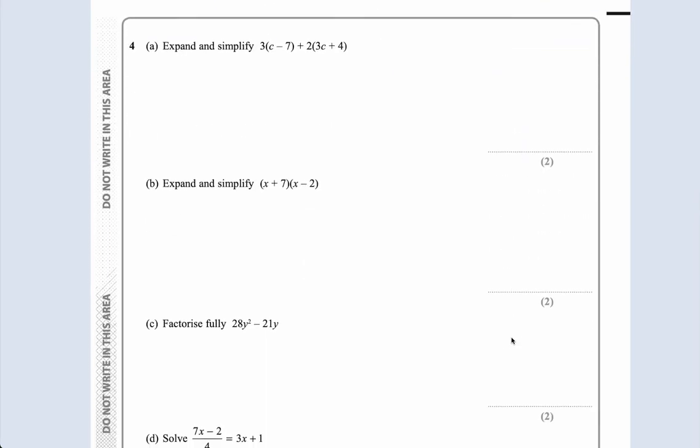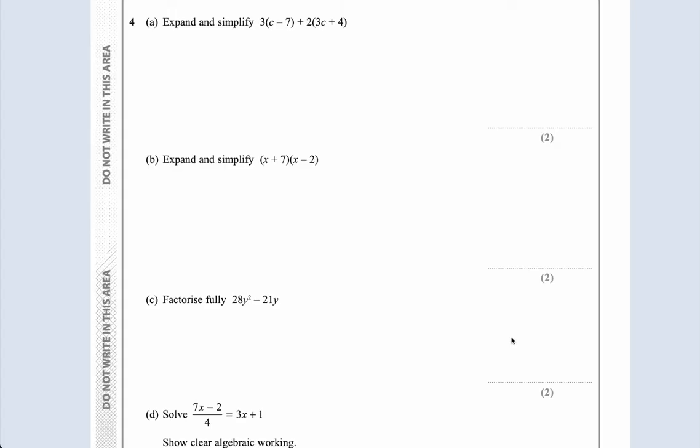Okay, done. Question 4. So expand and simplify this, guys. Hopefully it is straightforward. So 3 times c is 3c. 3 times 7 and minus 7 is minus 21. Plus 2 times 3 is 6c. Plus 2 times 4 is 8. Simplify it, collect like terms. 3c plus 6c is 9c. Minus 21 plus 8. Use your calculator, guys, if you have to. It is minus 13. So it's 9c minus 13.